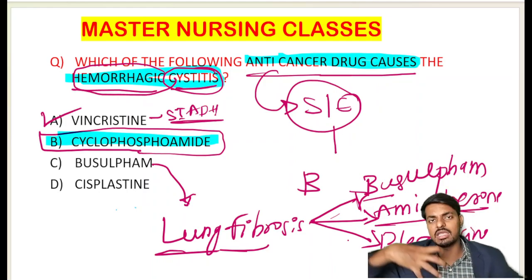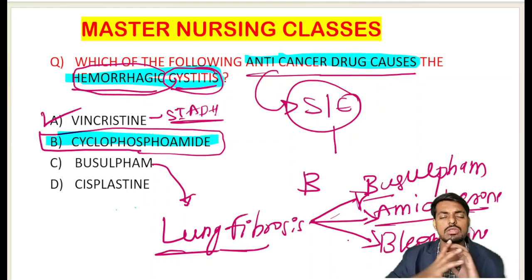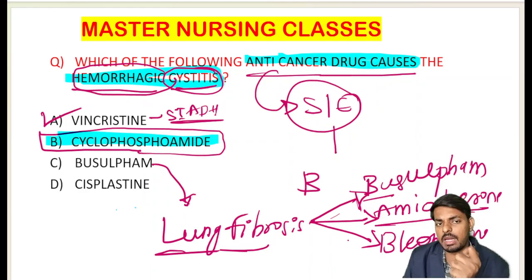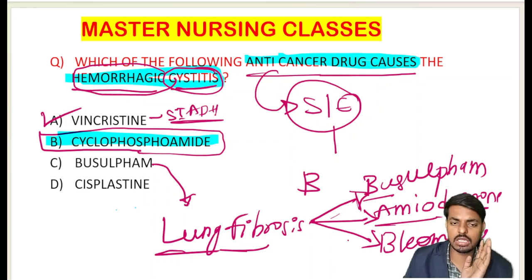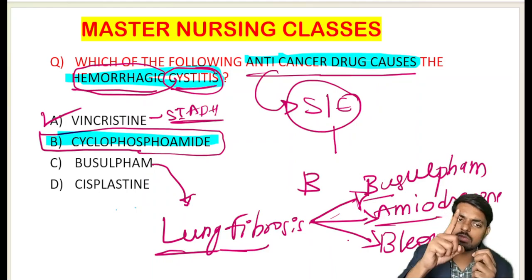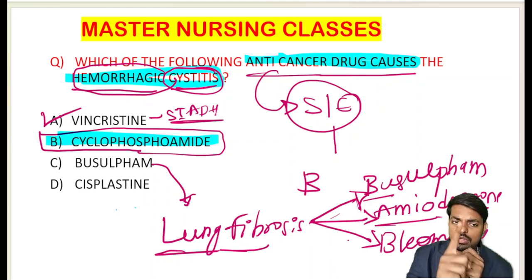If one lung is expanding and the other is expanding slowly, there is a possibility of some fibrosis forming, indicating toxicity of busulfan, or toxicity in a patient who is taking amiodarone. And with bleomycin, there is the highest possibility of lung fibrosis. The examiner asks questions from this concept repeatedly.